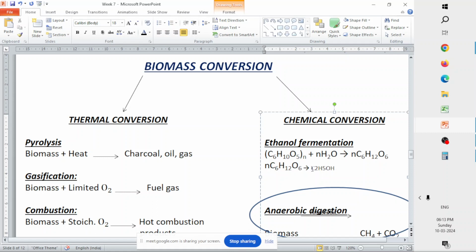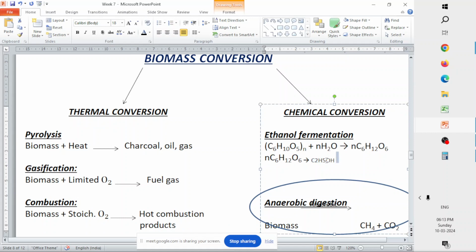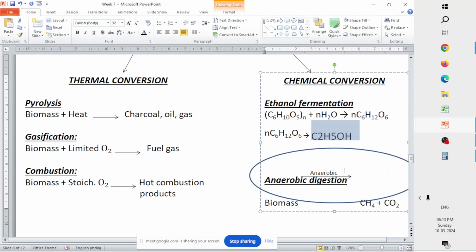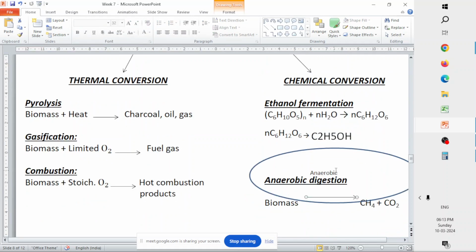So it will be converted to ethanol. At the end, your target is to ferment these complex biomass compounds into ethanol so that it can be used for fuel or other kinds of energy generation applications. The next one is called anaerobic digestion.